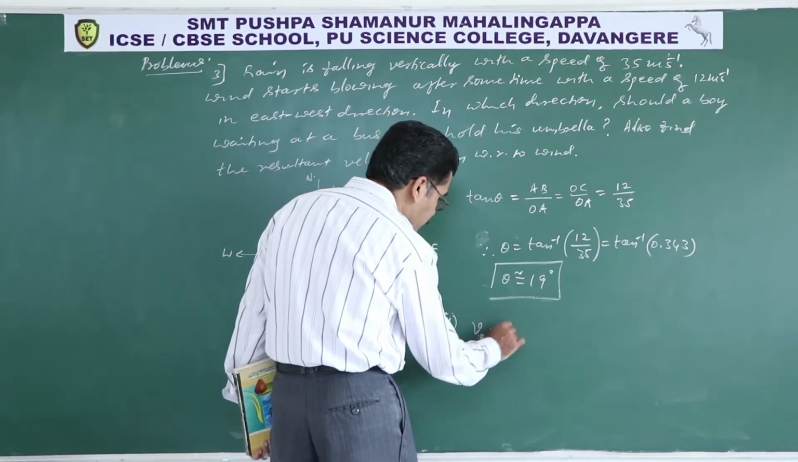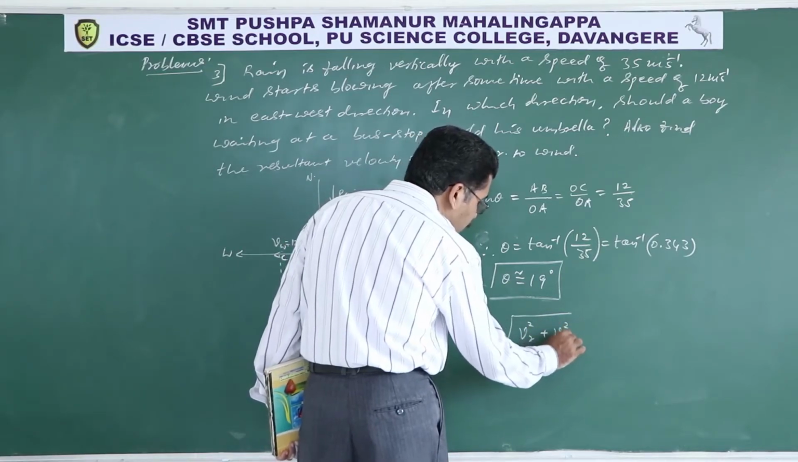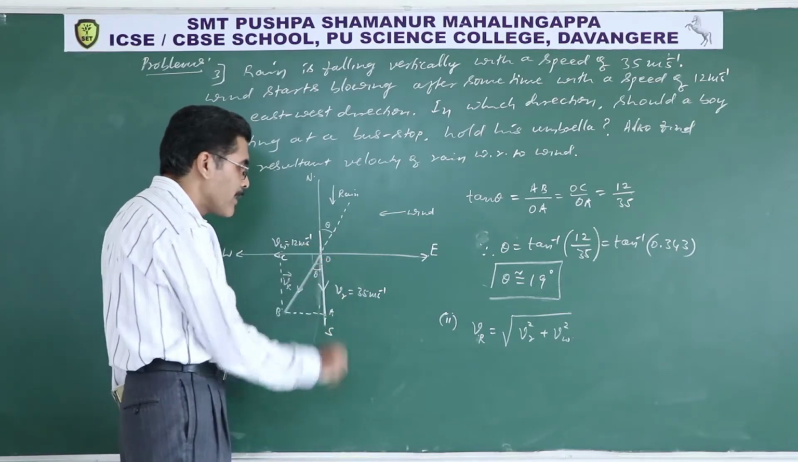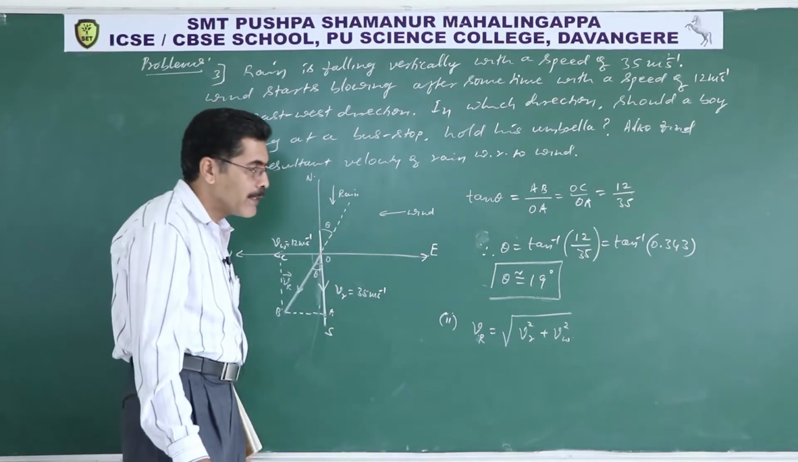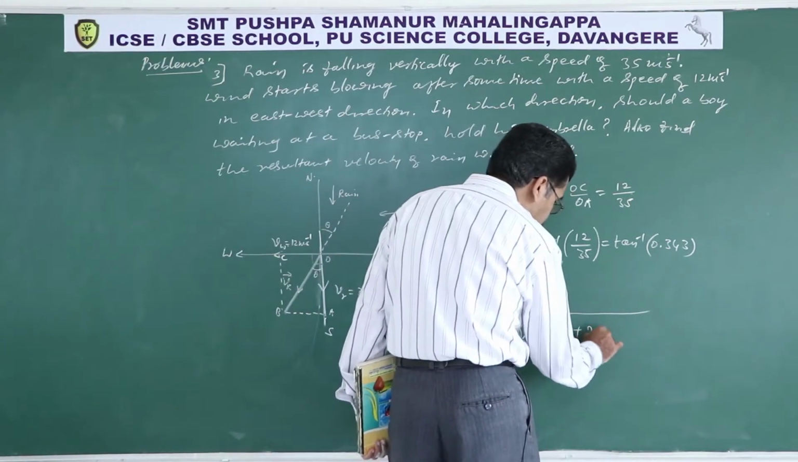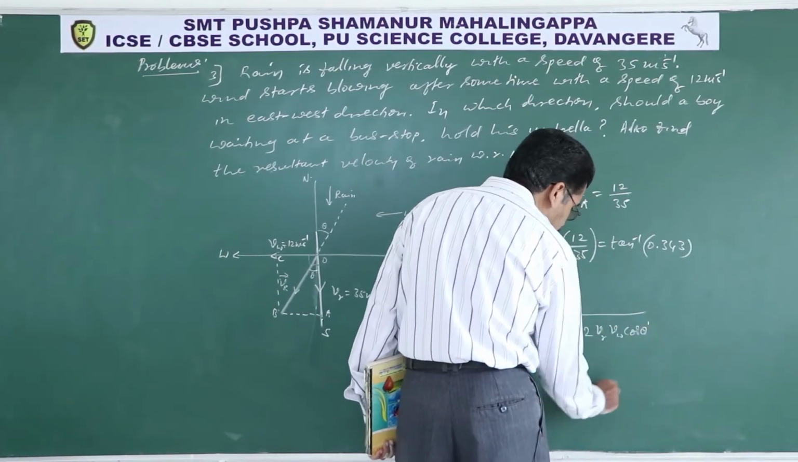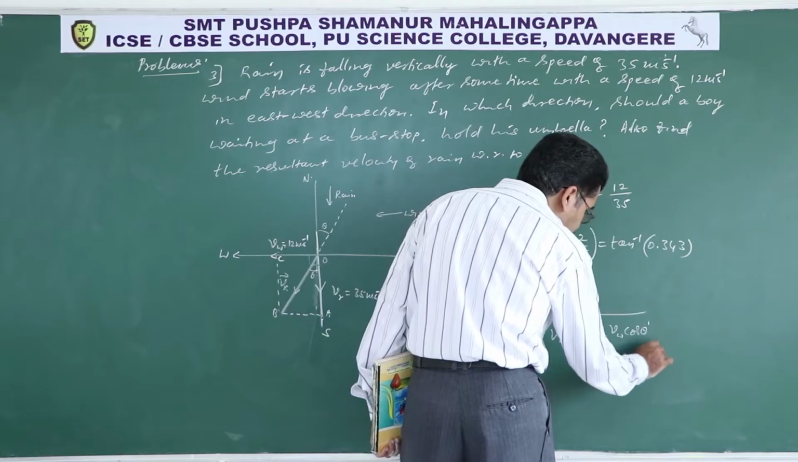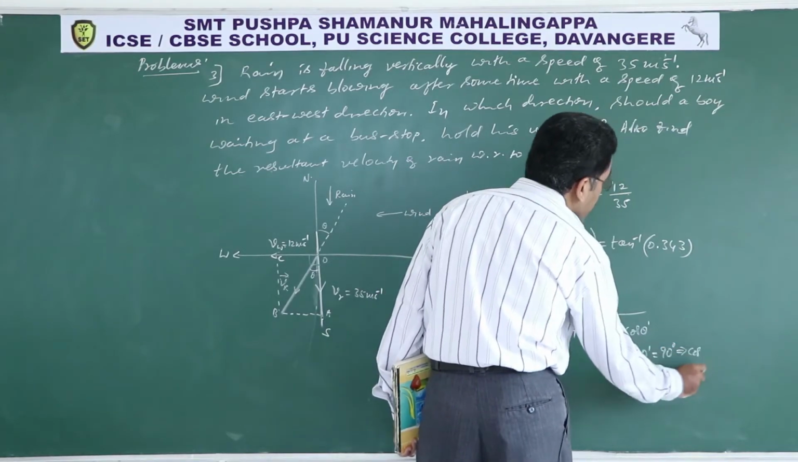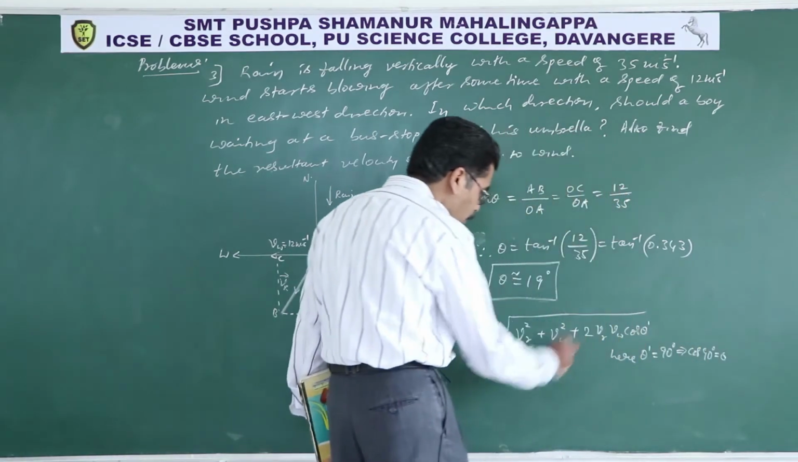VR is given by square root of VR square plus VW square. Because the angle between them is 90 degrees, what is cos 90? Cos 90 is 0. See here theta dash is equal to 90 degree, which implies cos 90 is equal to 0. Therefore, the entire term goes.